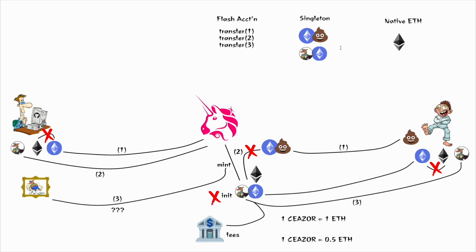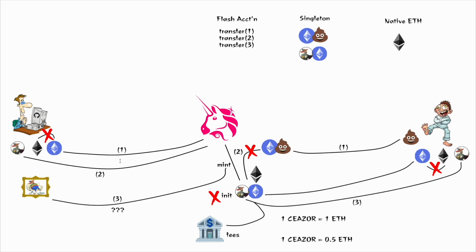But since it's all in the singleton, they can just do the math in memory and then write the result inside this single contract. So it doesn't need to do this hop, okay? It reduces the amount of transfers needed for the swaps.